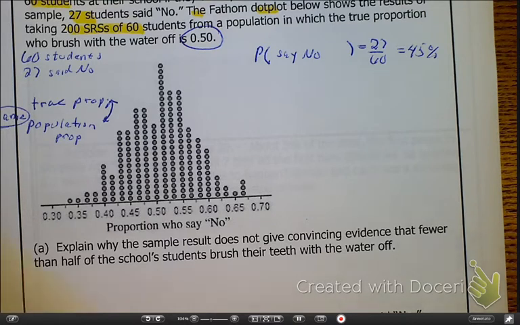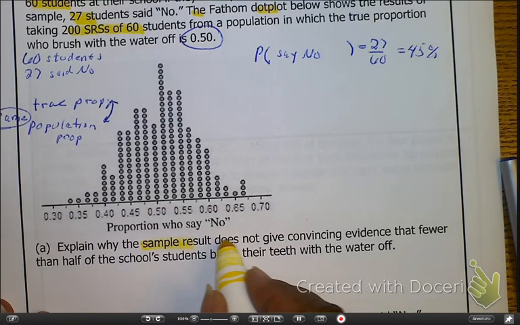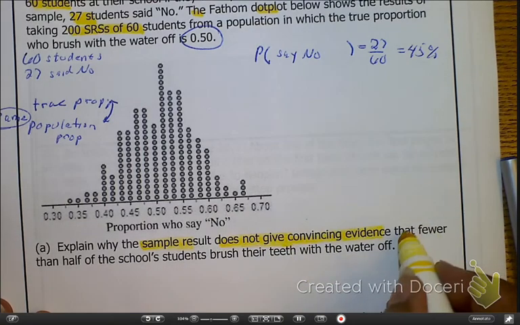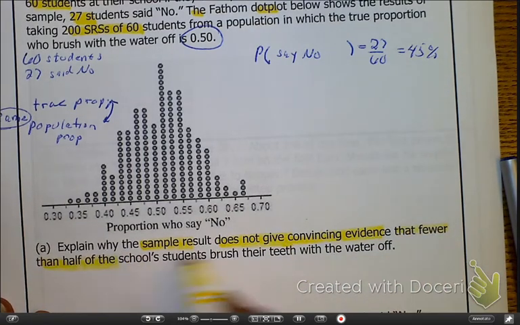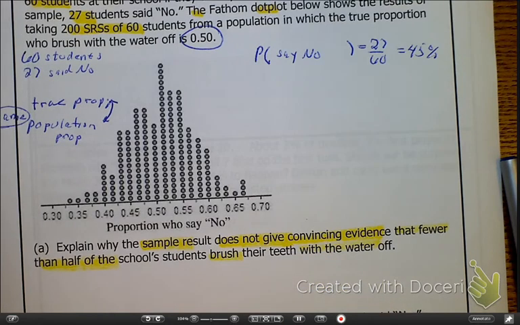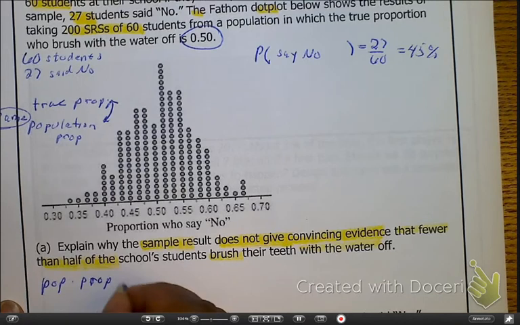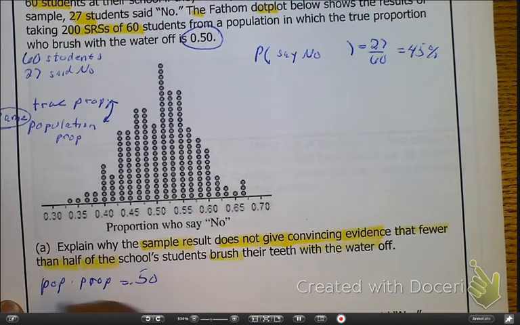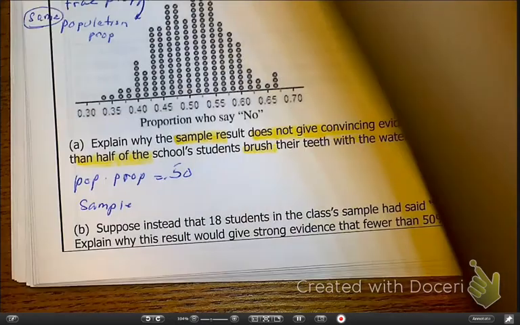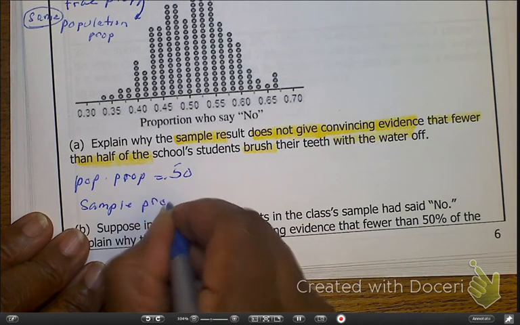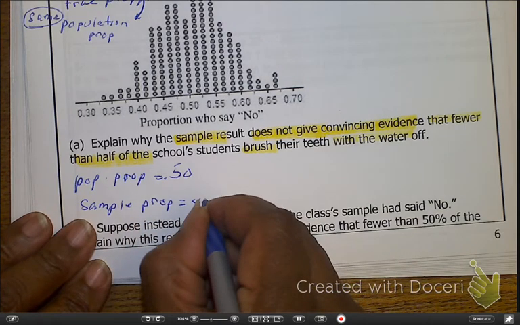So when the question asks to explain why the sample results do not give convincing evidence that fewer than half the students brush their teeth with the water off: the population proportion equals 50%. The sample proportion is equal to 45%.